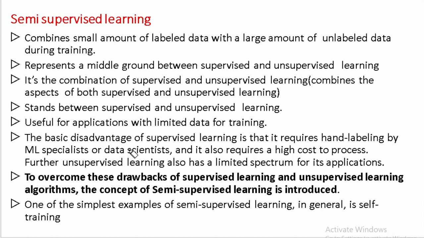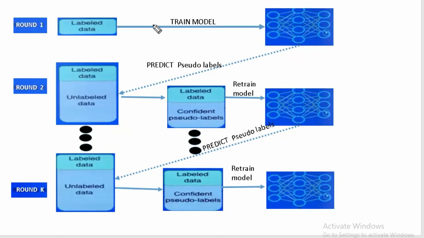The major disadvantage of supervised learning is that it requires hand labeling by ML specialists or data scientists. It requires high cost to process. Further, in unsupervised learning, there is a limited spectrum of application. And one of the simplest examples of semi-supervised learning in general is self-training. Now let me explain how this semi-supervised learning algorithm works. So here you can see that a small amount of labeled data is available and a large amount of unlabeled data is available.